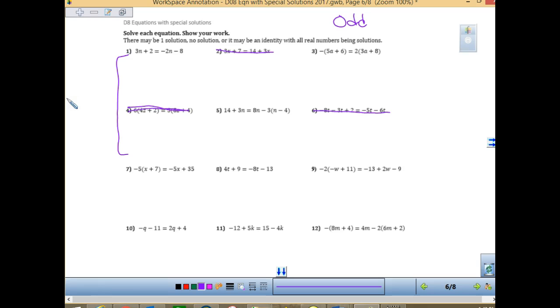Nolan, what do you want to do first in number 1? Add 2n. We always want to add our smaller ones. So we're going to add 2n to both sides. Okay? What am I left with when I do that, Timothy? I'm left with 5n plus 2 equals negative 8. Next step. What are we going to do, Riley? You're going to subtract 2 from the negative 8.